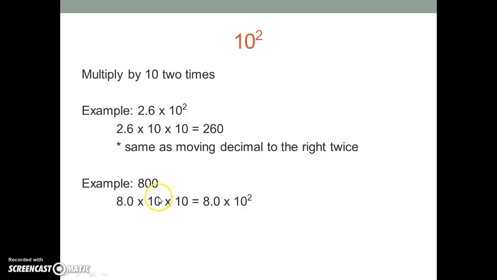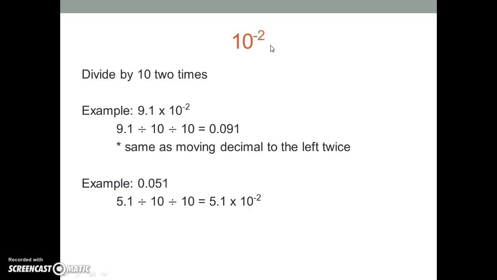Well, the reason is that originally this was 800, and now I've changed it to 8. So I need to multiply by 10 times 10, which is really 100. 800 is the same as 8 times 100. So in scientific notation, this is 8 times 10 to the second.